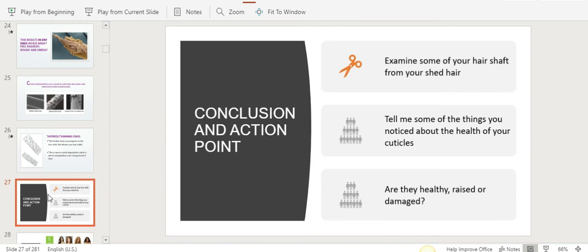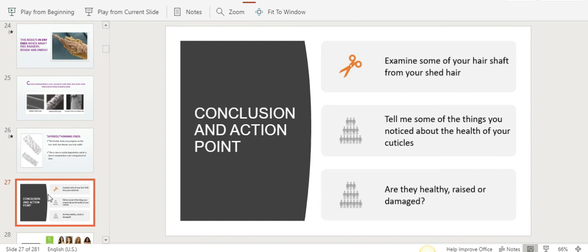All right, so your action point and conclusion for this module is, I want you to examine your hair shaft. You can just examine the hair that sheds from your scalp. So you don't need to pull any hair from your scalp. Just examine the hair that shed from your scalp, and tell me what you notice about the health of your cuticles. So what you can do is run your fingers down your hair shaft and just tell me how it feels.